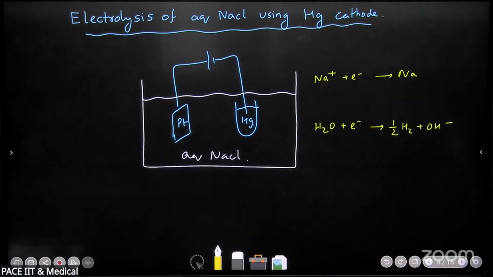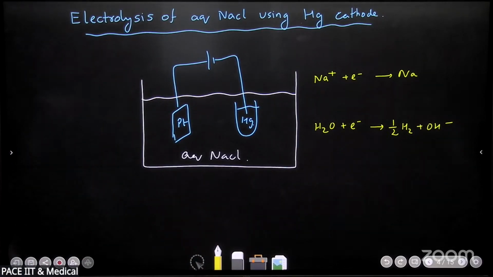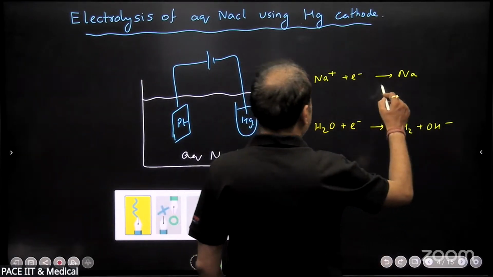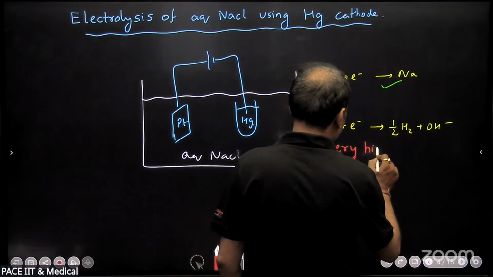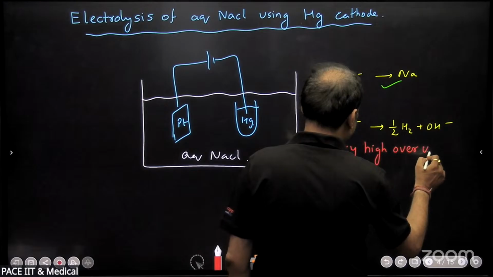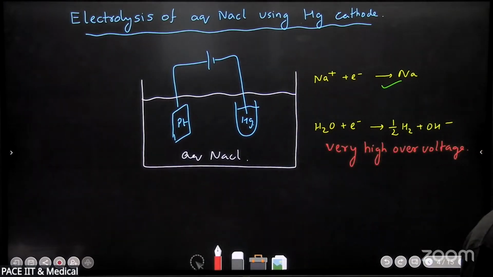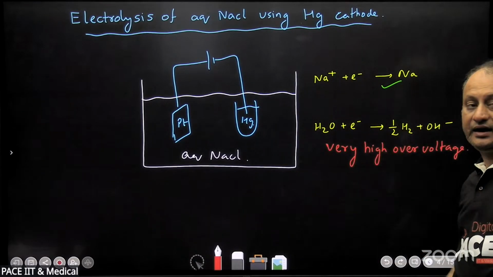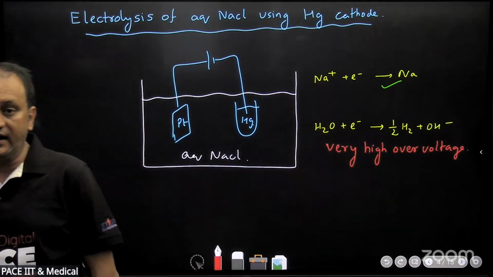Out of these two, see, mercury is liquid, and over liquid, liberation of gases is extremely difficult. Okay, over liquid, we cannot have liberation of gases. They have a very high overvoltage. So here, this reaction will occur, and this will not occur due to extremely high overvoltage. Liberation of gases over liquid mercury is almost very improbable. Correct? So if we take a liquid mercury cathode, then at cathode reduction of Na plus ions will occur and not of H2O.